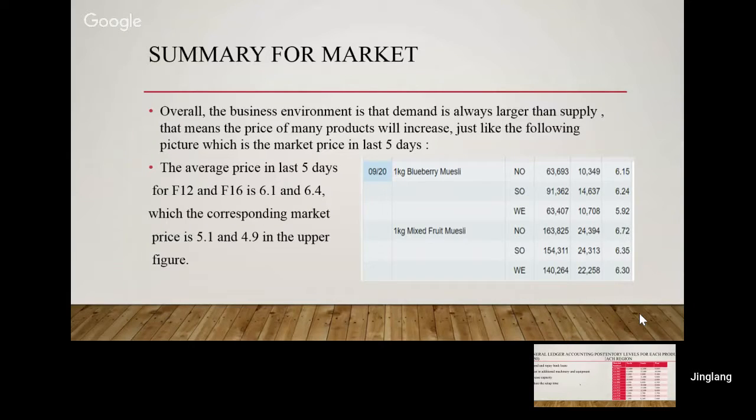For the summary of the market, overall, the business environment is that demand is always larger than supply. That means the price of many products will increase, just like the following picture, which is the market price in the last 5 days. The average price in the last 5 days for F12 and F13 in the picture is 6.1 and 6.4, while the corresponding market price is 5.1 and 4.9 in the upper figure.